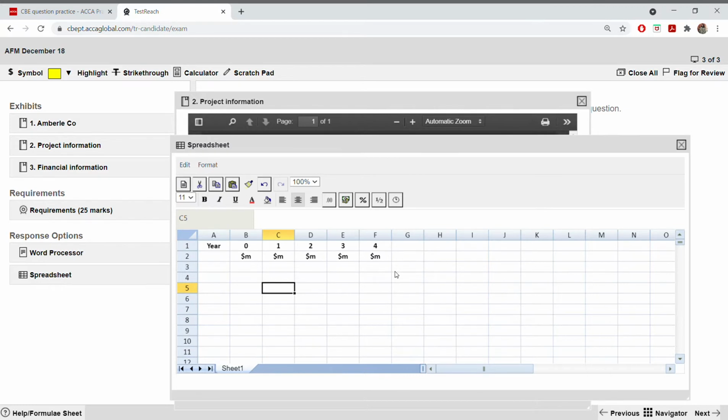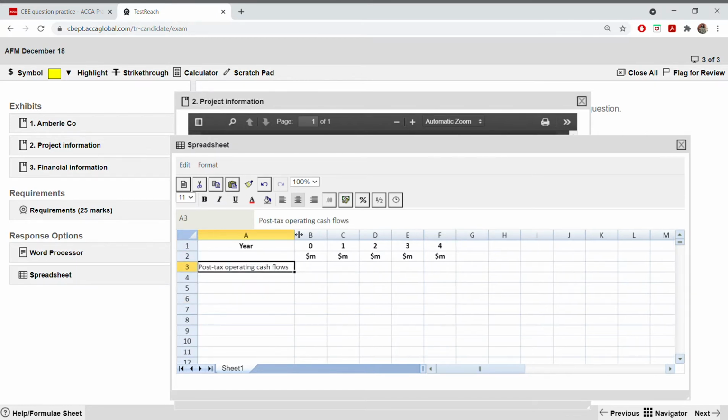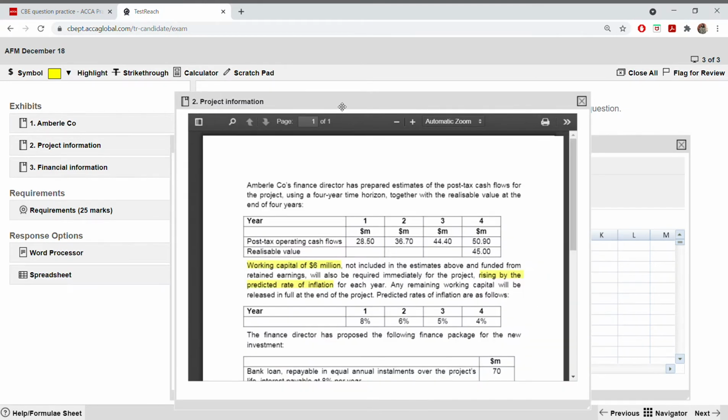Now I'm going to start. What is your first item? Post-tax operating cash flows. Definitely to write that post-tax, I need a bigger space. So post-tax operating cash flows. What are the post-tax operating cash flows from year 1? I can see from here: 28, 36.7, 44.4, 50.9.